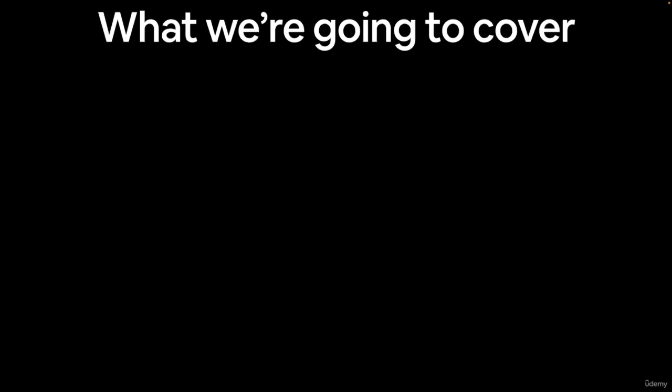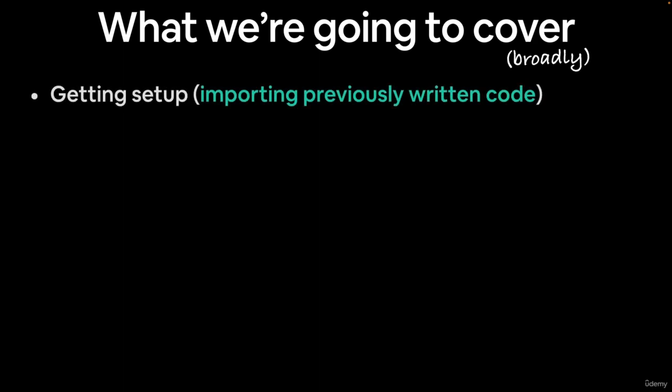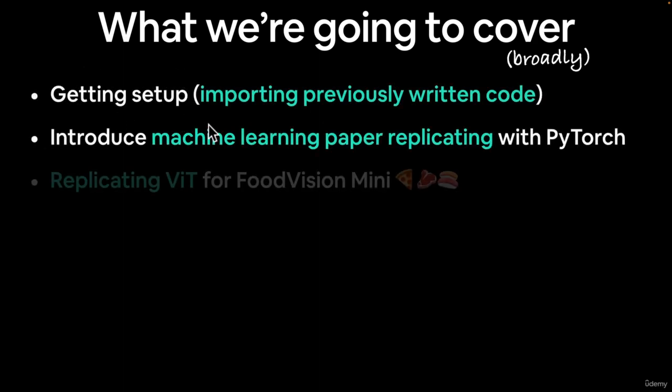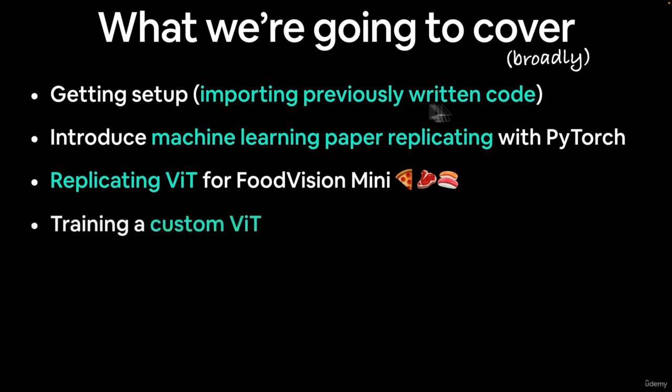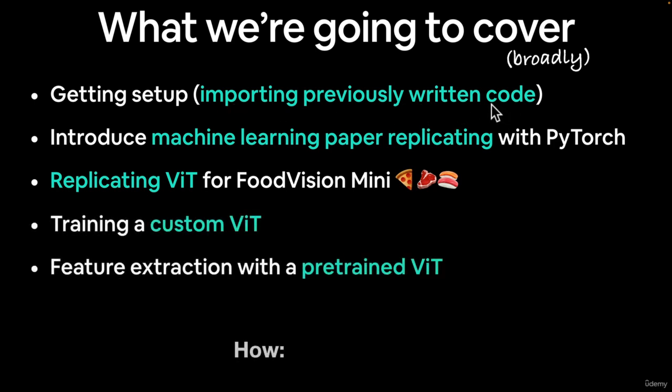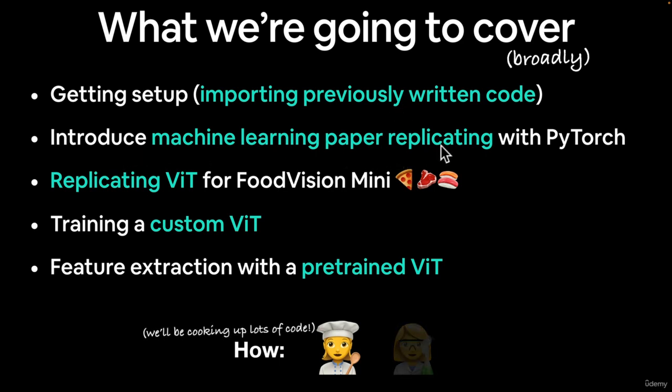And finally, let's finish off with what we're going to cover broadly. So we're going to get set up. That's how we'll start our code. We've written a whole bunch of reusable code in previous sections. So rather than rewrite that, we're just going to import it and run it. We're going to introduce machine learning research paper replicating with PyTorch. So we've kind of talked about that in a high level overview. Now it's time to start writing code. We're going to be replicating ViT, the Vision Transformer, for our Food Vision Mini problem. This is so exciting, taking state-of-the-art research, building it ourselves for our own custom problem.